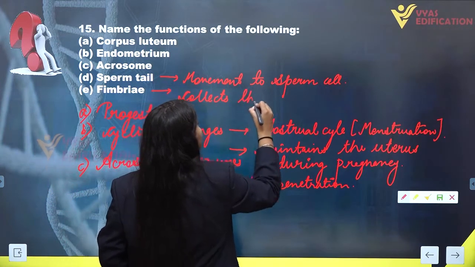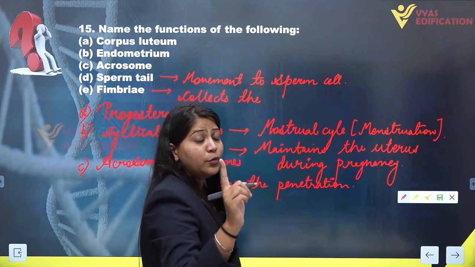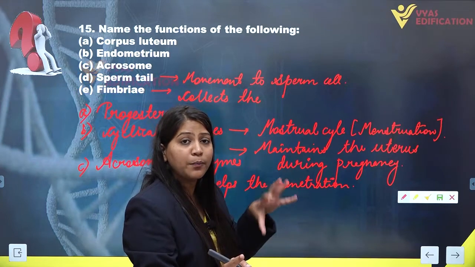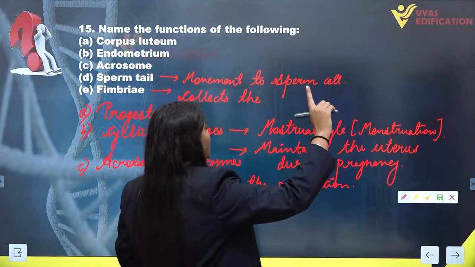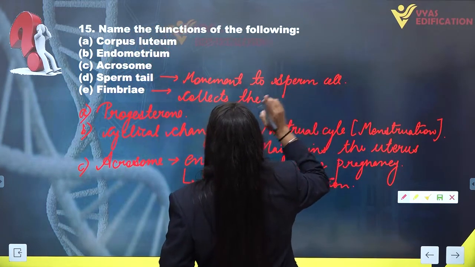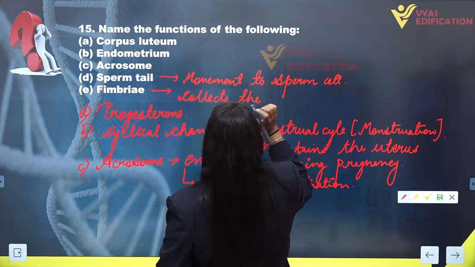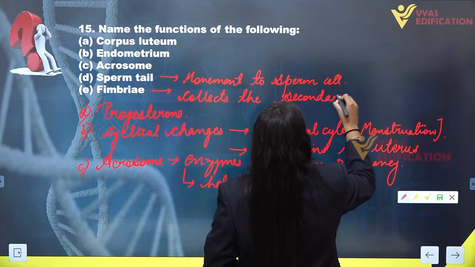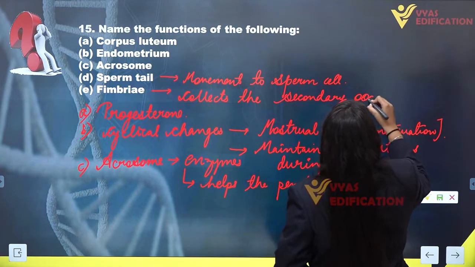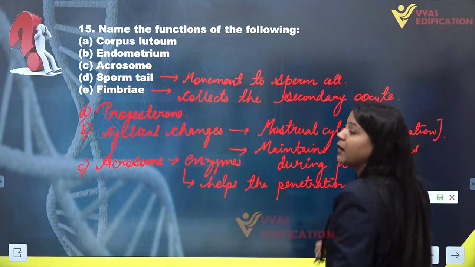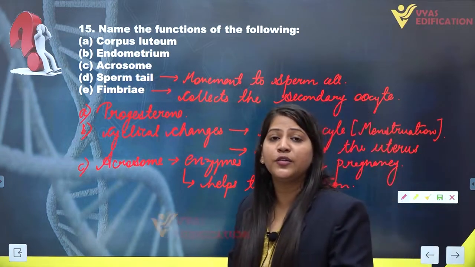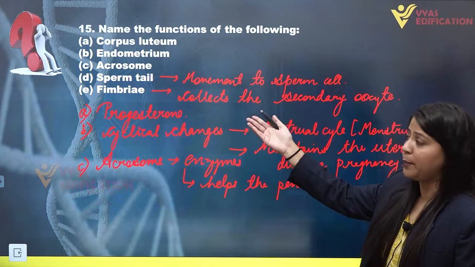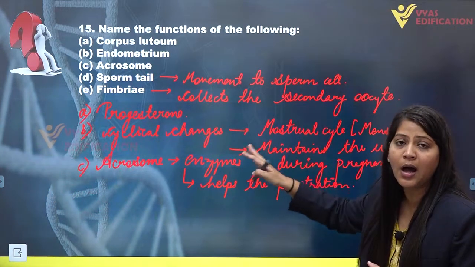the ovum, not ovum, it actually collects the secondary oocyte from the ovary and transports the secondary oocyte into the fallopian tube. So fimbriae have a function of collecting the secondary oocyte from the ovaries and transporting it into the fallopian tube. So these are the functions of all these, from corpus luteum, endometrium to the fimbriae.